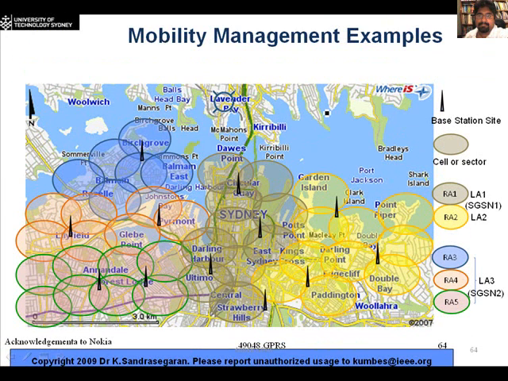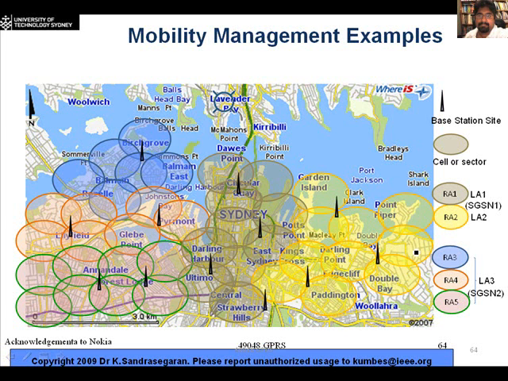Here's an example. This is a hypothetical example of how in Sydney you might have different routing areas and different location areas. This is a diagram from Julia, who I think must have got it from a Nokia source. So here you have routing area 1. All of these cells in the CBD area come under routing area 1. And all of these areas in the eastern suburbs, or eastern part of the city, might come under another routing area and also another location area, and so forth.